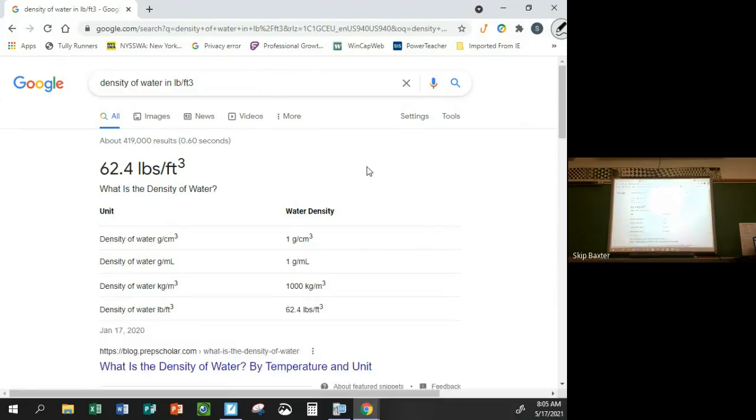Have you ever held a full 5-gallon bucket of water? It's pretty heavy, right? That's only 5 gallons. A cubic foot holds like 7 point something gallons. So a bucket that's 1 cubic foot is like 1.5 5-gallon buckets. It's pretty heavy. So 62.4.